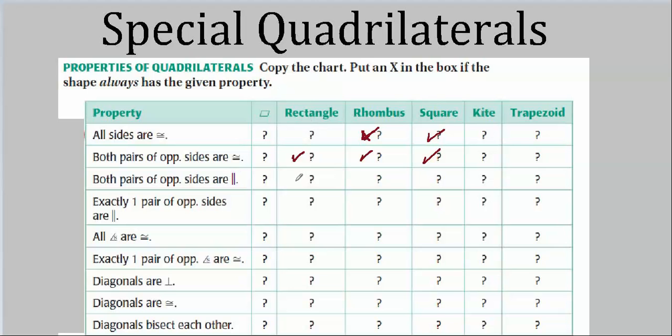Parallelograms have both pairs of opposite sides parallel. So, a rectangle's a parallelogram. A rhombus? Yes. A square? Yes. Kite? No. Trapezoid? No.